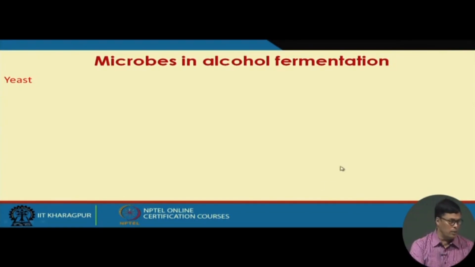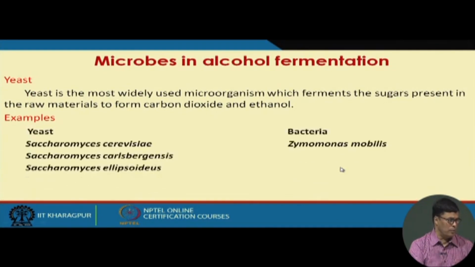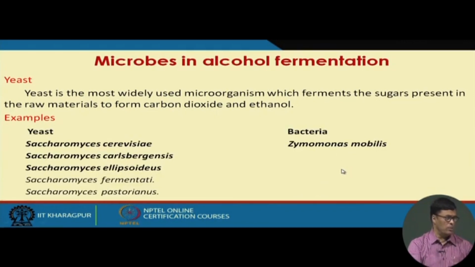Now the question comes, what are the microorganisms used in the alcohol fermentation process? Two types of microorganism are usually preferred. One is yeast, largely used by the industries, and bacteria are also used to some extent. Why is bacteria chosen? The reason is that the doubling time of bacteria is much less as compared to yeast. That is why in some cases we prefer bacteria over yeast.